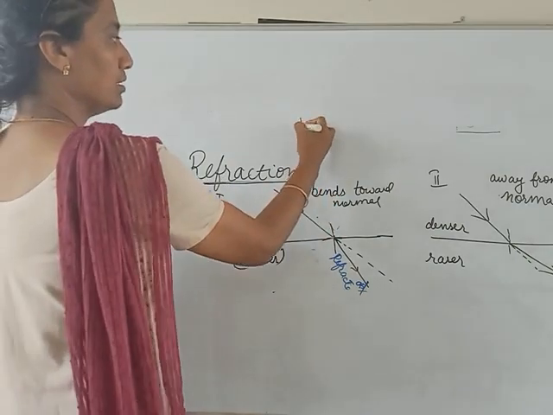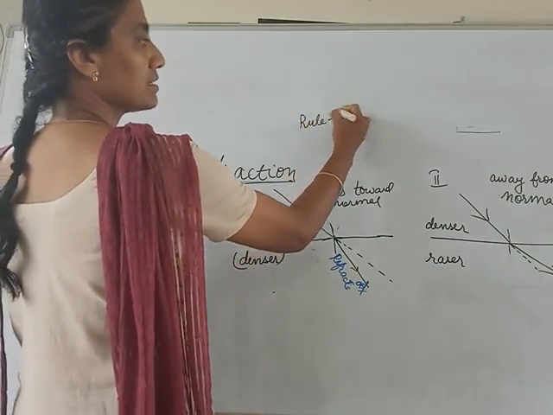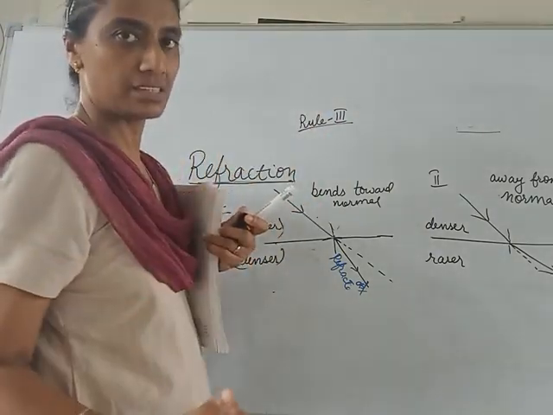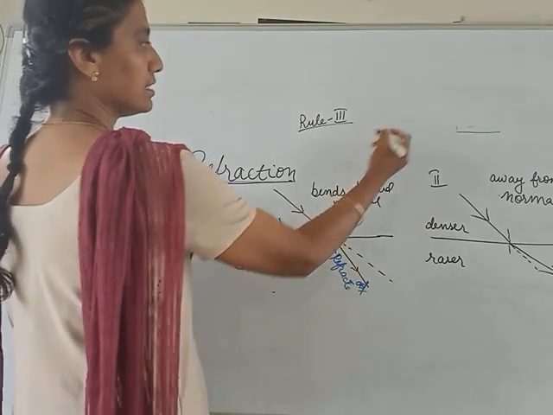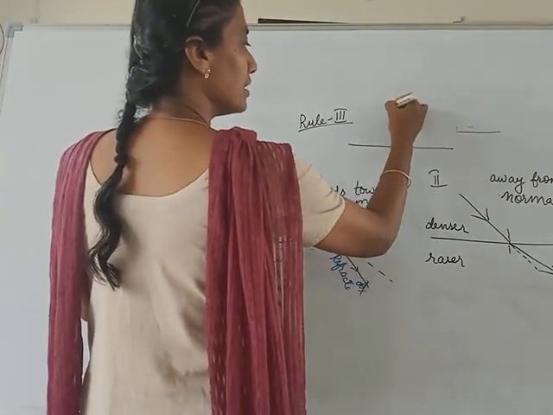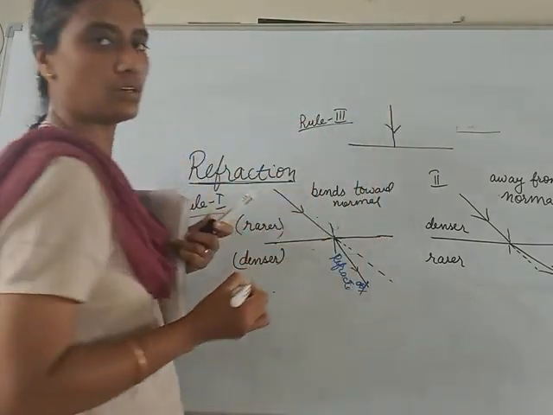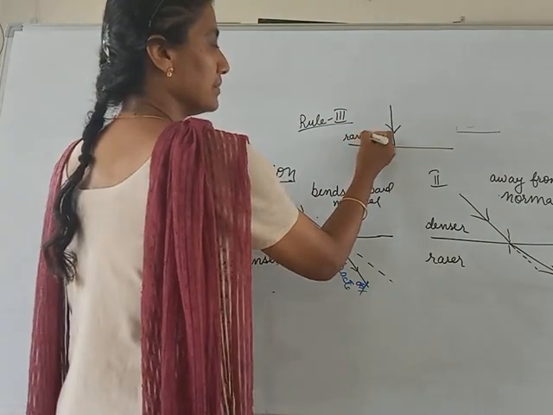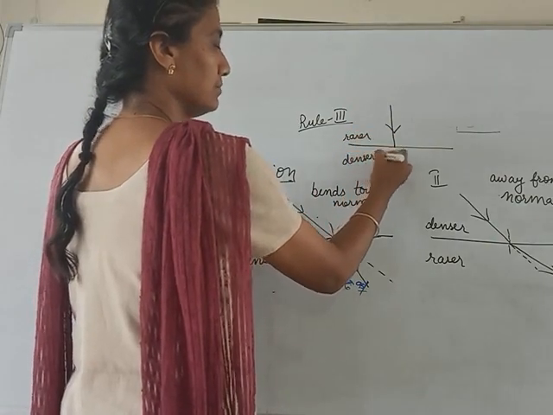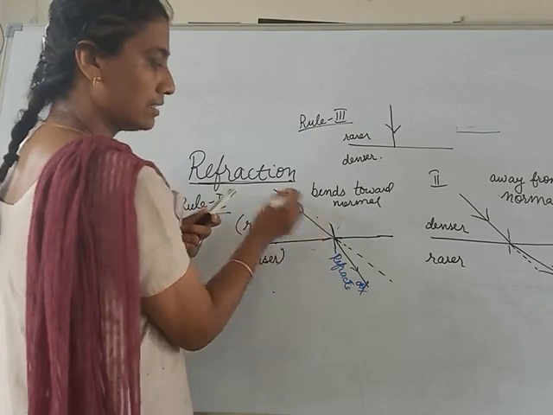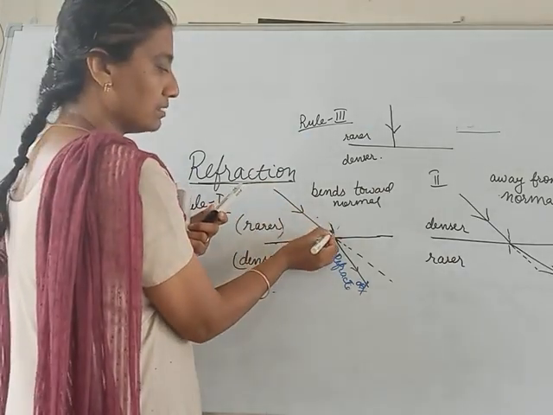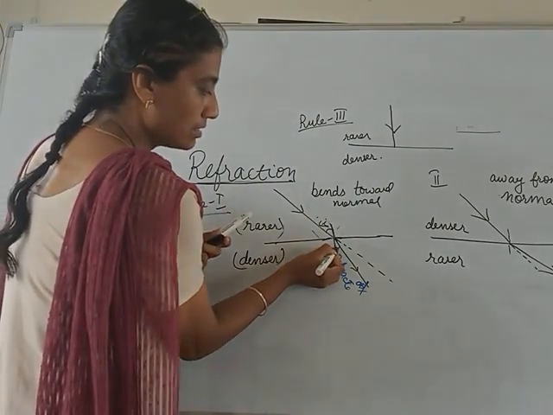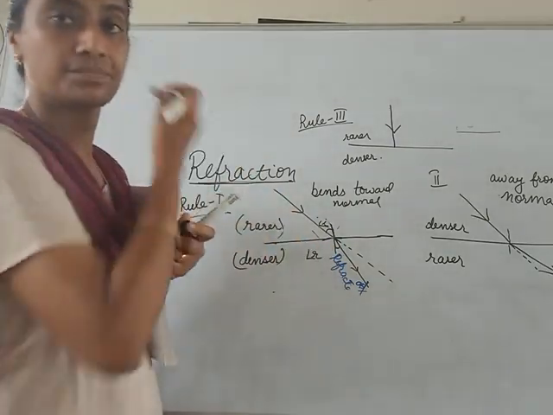There's another rule, Rule 3. I'm just naming it for convenience. In the book it's not there. Case 1, Case 2, Case 3 you can take. Case 3: suppose a ray of light is incident along the normal. If it is incident like this, this is a rarer medium and this is a denser medium. Before, it was incident in an oblique manner. There was an angle here. This angle is called angle of incidence and this angle is called angle of refraction.